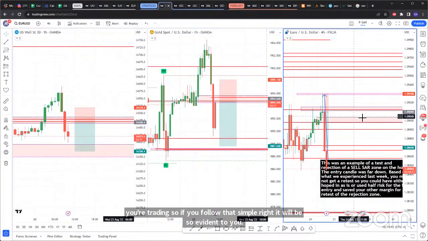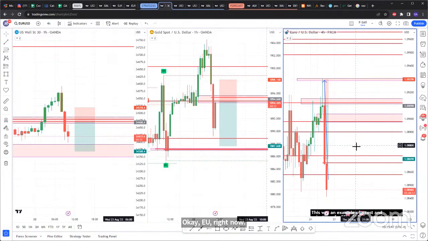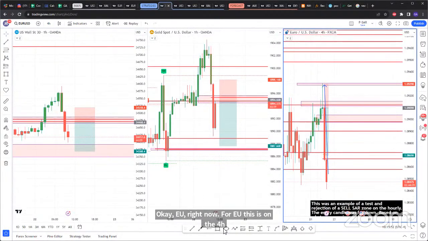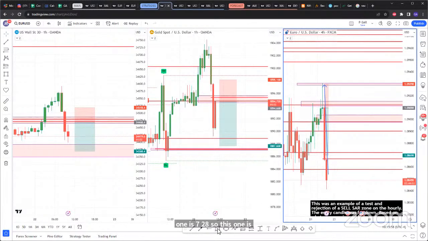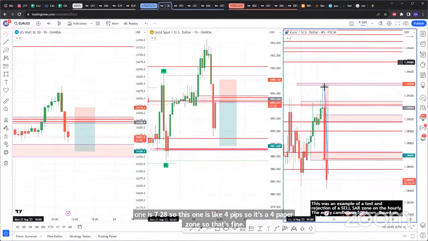Okay, EU right now, this is on the 4-hour time frame. There's no double SARs. Well, there's one here. Actually, this one, because this one is 728. So this one is like 4 pips. So it's a 4 pip zone. So that's fine. So this is a double SAR. Now that's on the 4-hour.